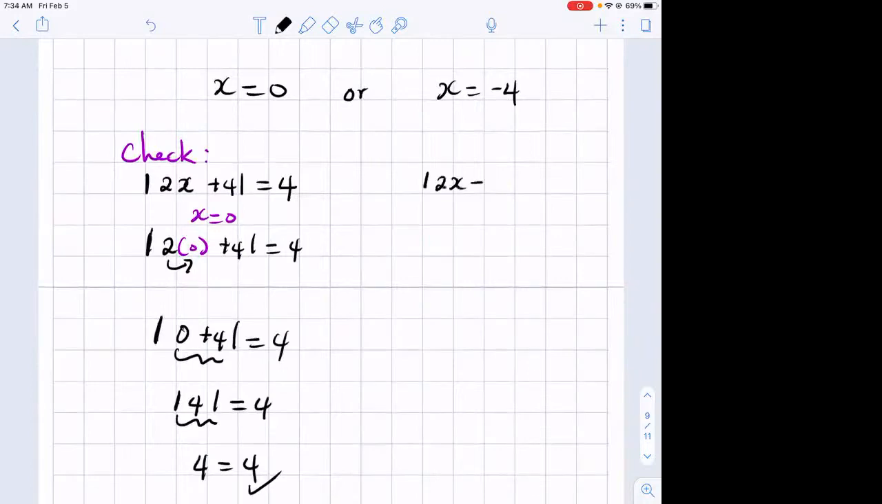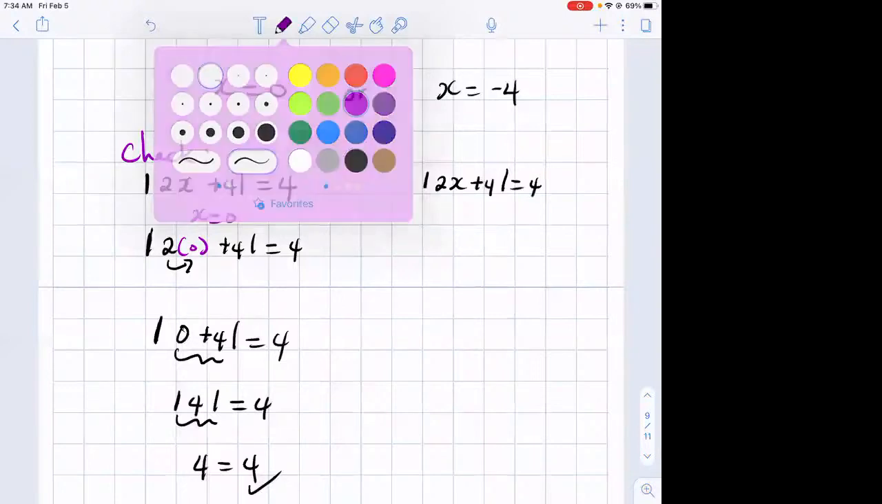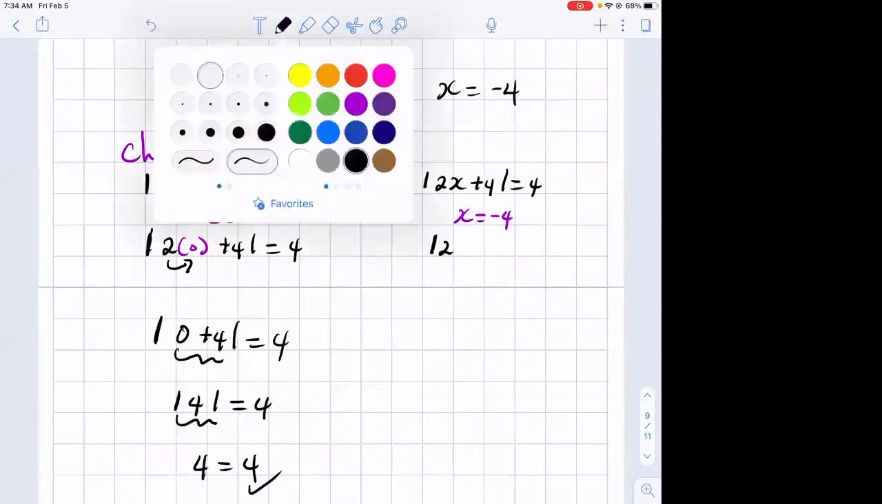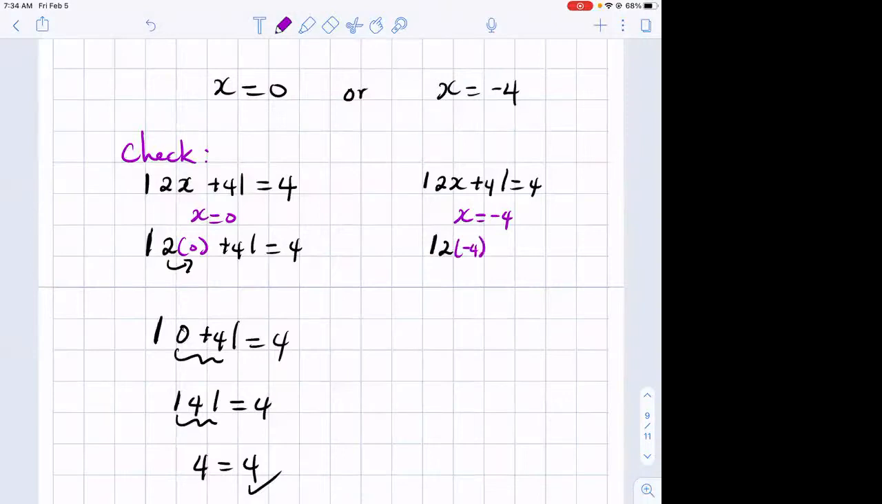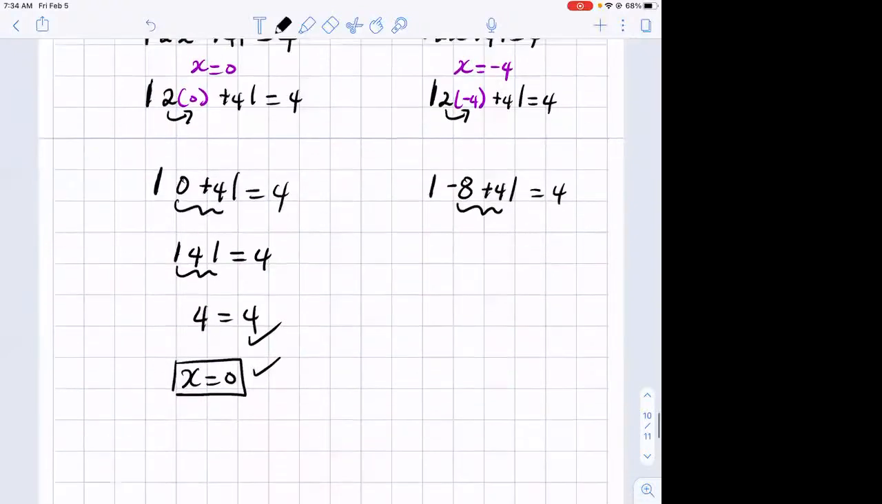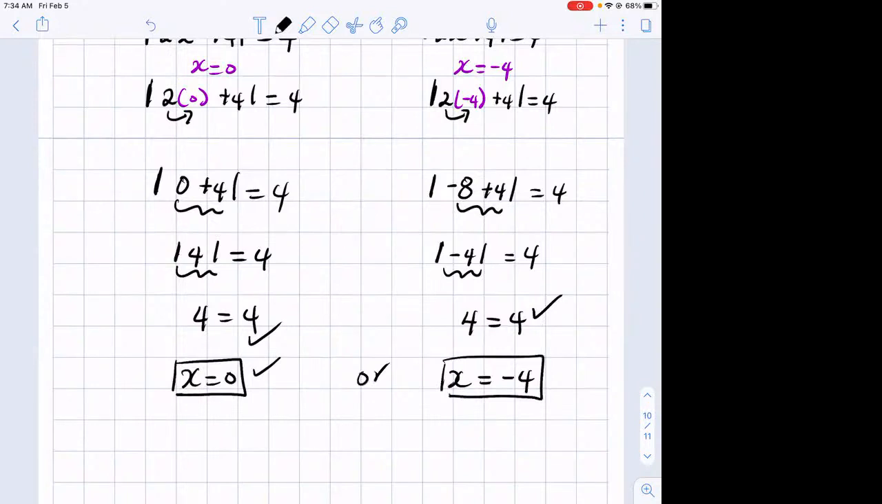If we check x equals -4, this gives me the absolute value of 2. Now we're going to plug in -4 for x. And 2 times -4 becomes -8 plus 4. -8 plus 4 becomes -4. But the absolute value of -4 is 4. So 4 equals 4, this checks. Therefore, x equals -4 is also a solution. x equals 0 or x equals -4 are solutions to this problem.